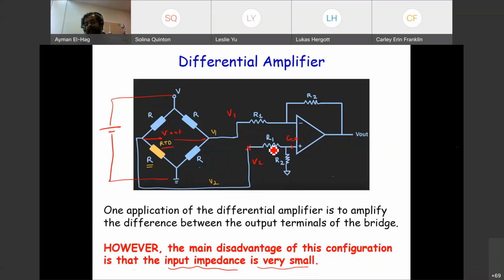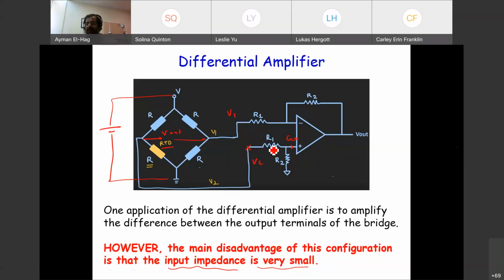Now your input impedance is small, regardless of the value. Usually they are in kilo ohms or tens of kilo ohms. That's all. This is not a good value for input resistance. The question is why? Why is this not a good thing? Let's first agree about one thing, and I will mention why. Any measurement system that you have has to have very, very high input impedance. Why? Because this measurement system should not consume the current from the circuit.